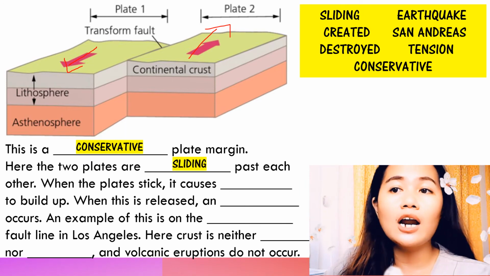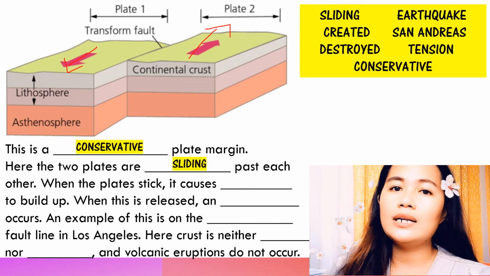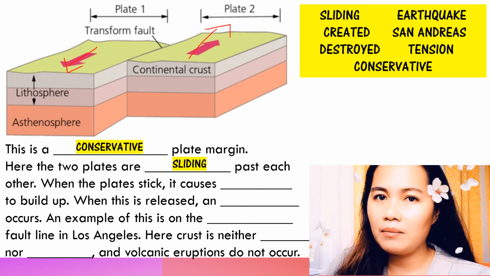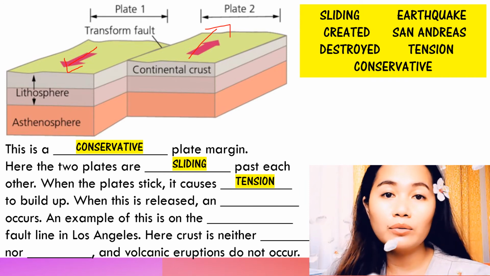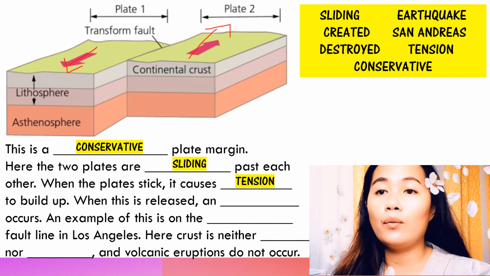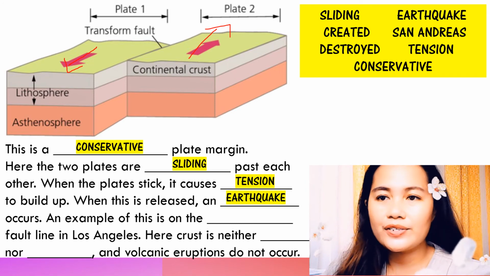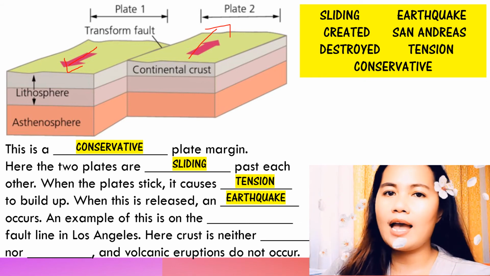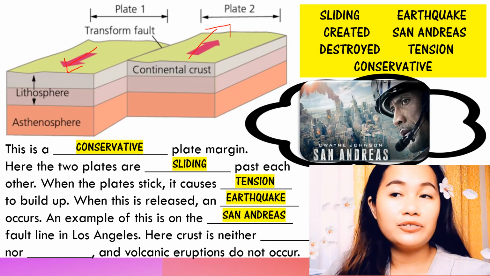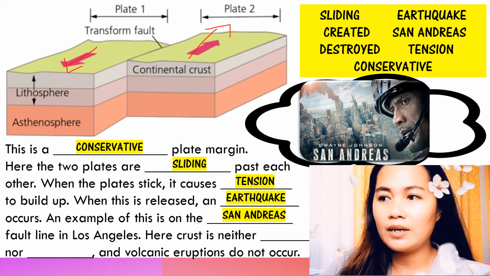Here, the two plates are sliding past each other, and when the plates stick, kung dili smooth ang ilang pagka-slide, kay yuta ko na, magaral-garal na. When the plates stick, it causes tension to build up. Dili diha dayon nga mubutong. Mahimo dayong earthquake. When the tension is built up and released, an earthquake occurs. An example of this is on the blank fault line in Los Angeles, California, the very famous San Andreas fault line, which is adapted into a movie sometime years ago.